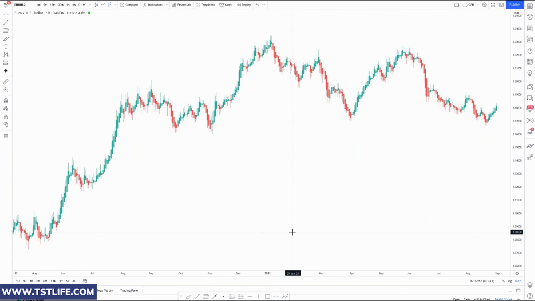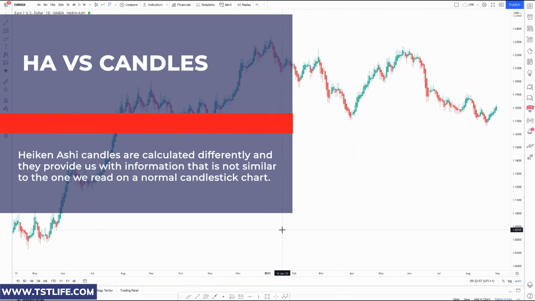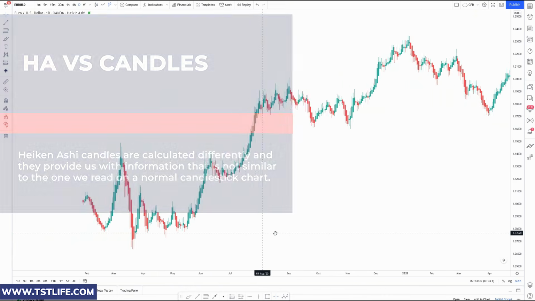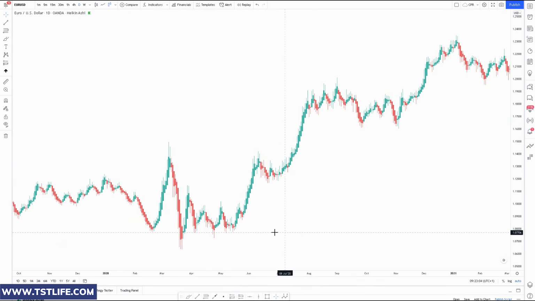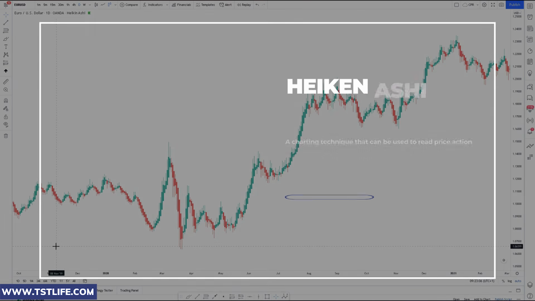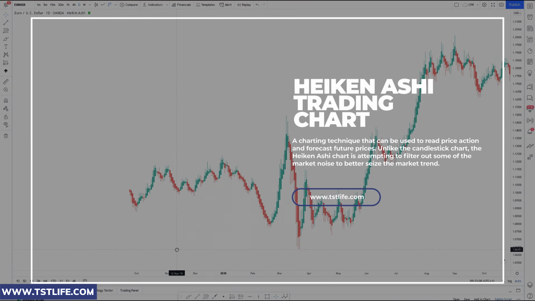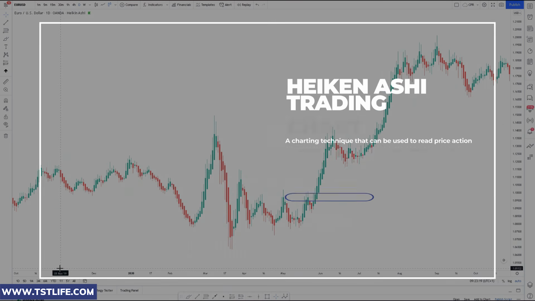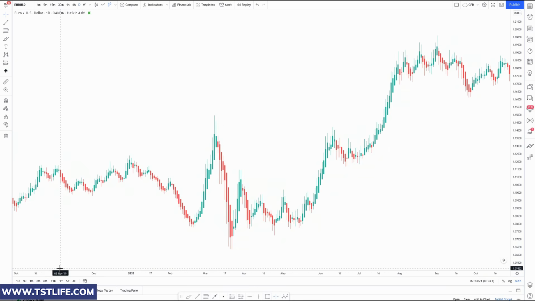Remember that the Heikin Ashi candles are calculated differently, and they provide us with information that's not similar to the one we can read on a normal candlestick chart. The Heikin Ashi is a charting technique that can be used to read price action and forecast future prices. Unlike the candlestick chart, the Heikin Ashi chart is attempting to filter out some of the market noise to better seize the market trend. Simply put, Heikin Ashi is a different way of displaying the price on our charts.